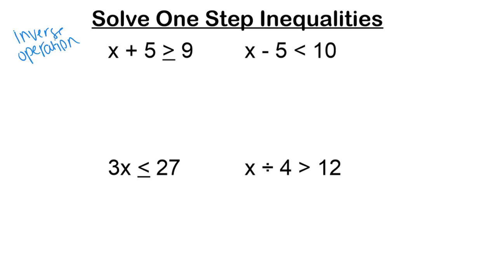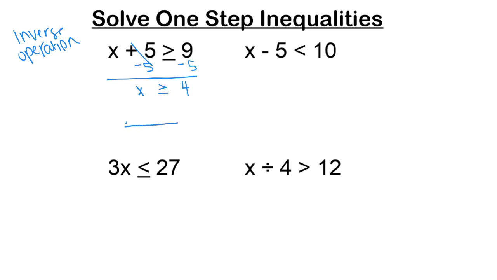Let's start with the first one. I have x plus 5 is greater than or equal to 9. To show the inverse operation, I'm going to subtract 5, or add negative 5, to both sides of the inequality. Plus 5 minus 5 cancels out, so all that's left is x. I still keep my greater than or equal to symbol, and now I have 9 minus 5, which is equal to 4.